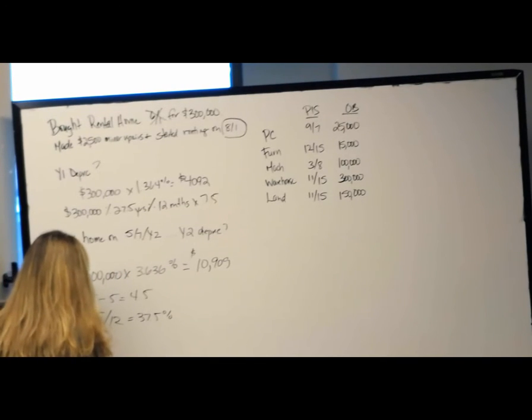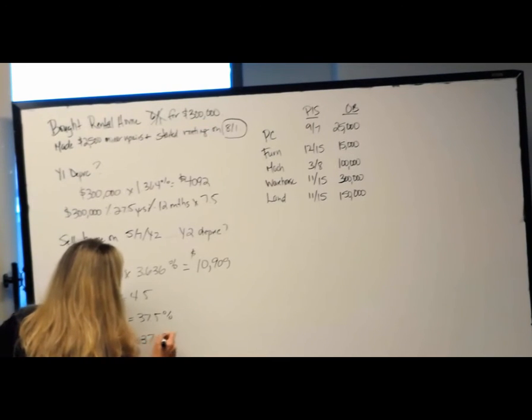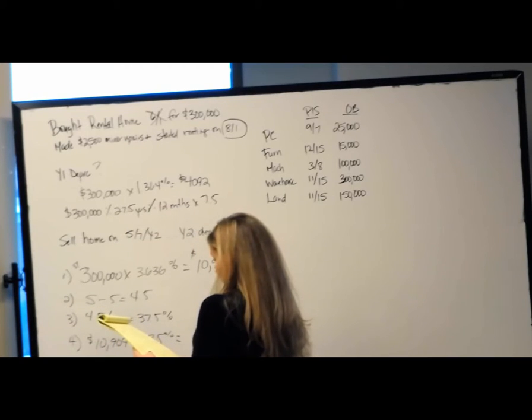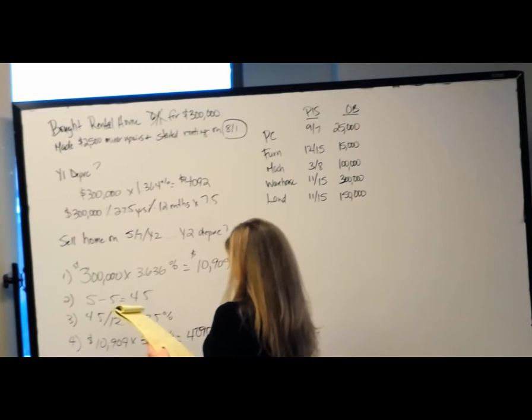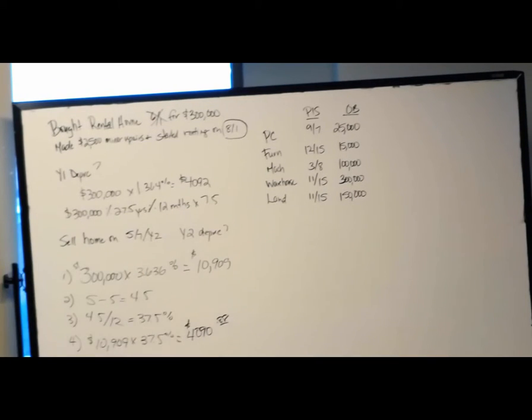So step 4 just says take that full year's depreciation times the percentage you're allowed, and I am allowed 4,090.88. Okay.